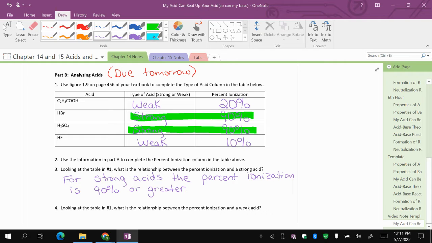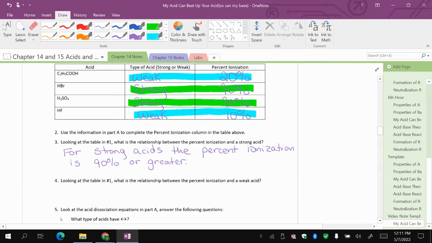And then we want to look at the table. What is the relationship between the percent ionization and a weak acid? So for these two weak acids, they both have the percent ionization is 20% or lower.